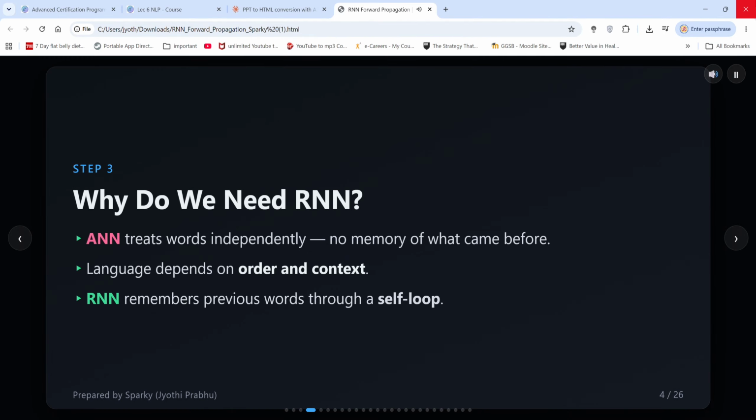Why do we even need an RNN? A normal ANN, artificial neural network, treats every word independently. It has no memory of what came before. But language depends on order and context. Movies means something different after I love versus on its own. RNN solves this by remembering previous words through a self loop.